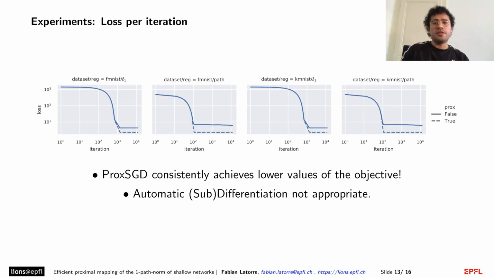Now on to some experiments. We compare SGD with constant step size and proximal SGD with constant step size. We train shallow networks with cross-entropy loss, and we observe, as expected, that the prox SGD consistently achieves lower values of the objective function. In this case, automatic subdifferentiation is just not appropriate. It is not a good choice.